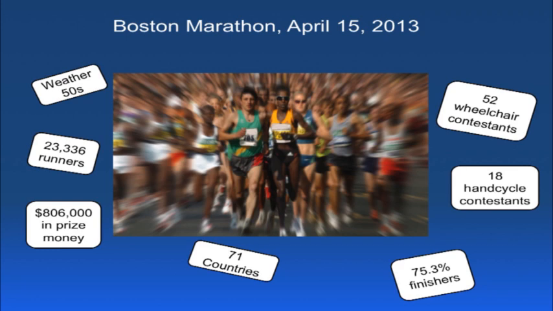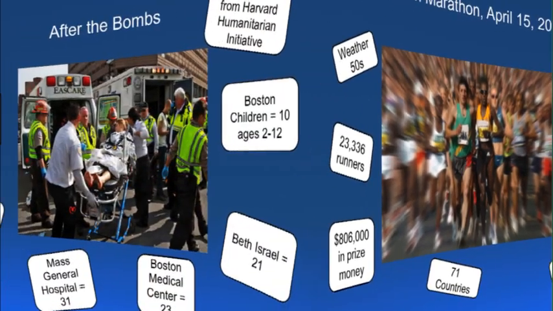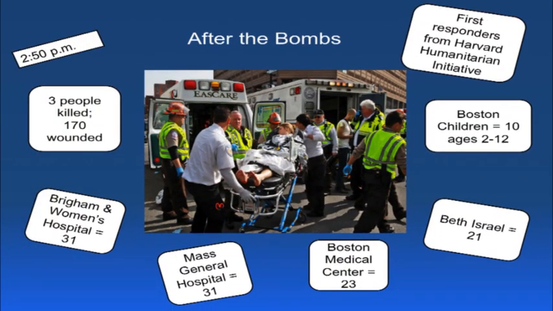There were a number of hand cycle contestants. You know what the hand cycle is? Over there. Then also, there were 52 wheelchair contestants. Now, we know after the bombs went off, they went off in the afternoon at 2:50. 3 people were killed, 170 were wounded.